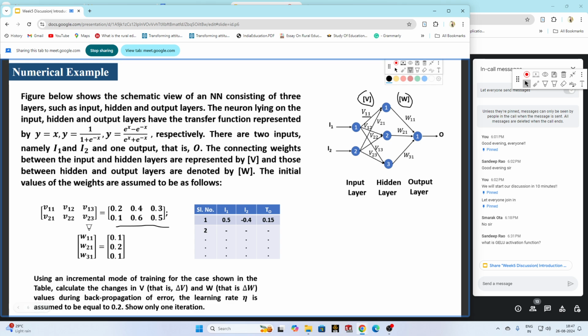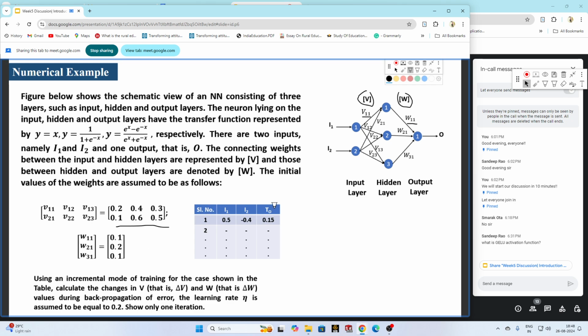Similarly, for the weights between your hidden layer and output layer, denoted by W, when the first neuron of the hidden layer is connected to the first neuron of the output layer, we call it W11. When the second neuron of the hidden layer is connected to the first neuron of the output layer, W21. Third neuron of the hidden layer connected to the first neuron of the output layer, W31. That is why we have 3 weights, W11, W21, W31: 0.1, 0.2 and 0.1.